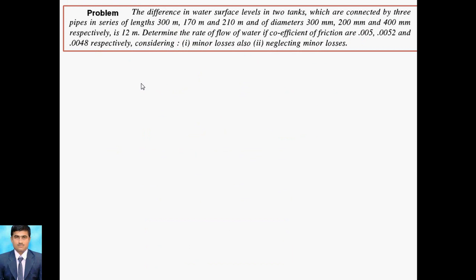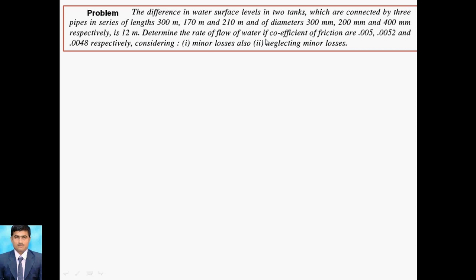Now we move to the first problem. Here the difference in water levels in two tanks, capital H, is determined, and the tanks are connected by three pipes in series, of length 300 meter, 170 meter and 210 meter, and diameters 300 mm, 200 mm and 400 mm respectively. The difference in level is given as 12 meter, that is H equal to 12 meter.